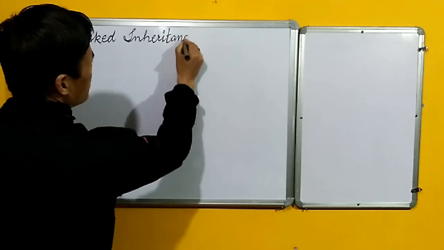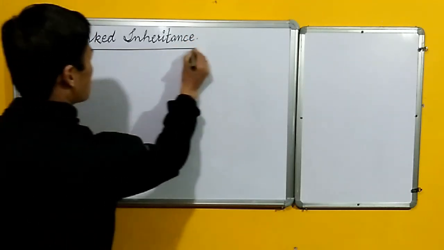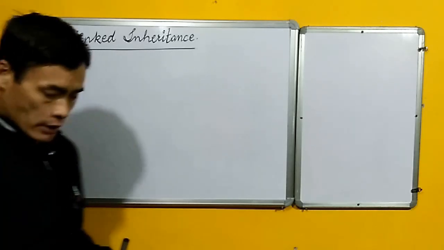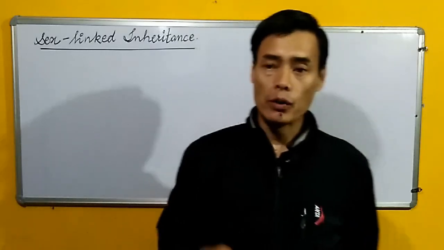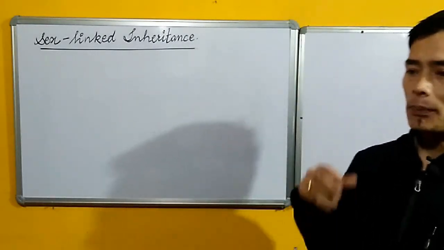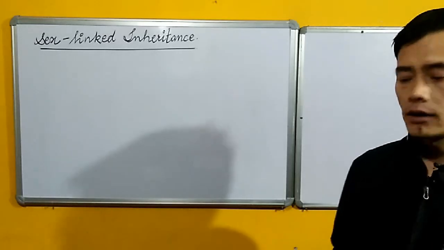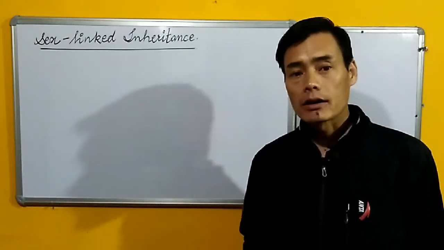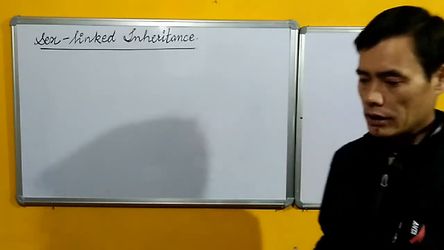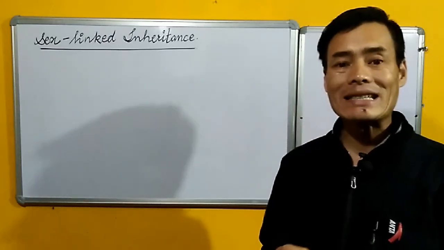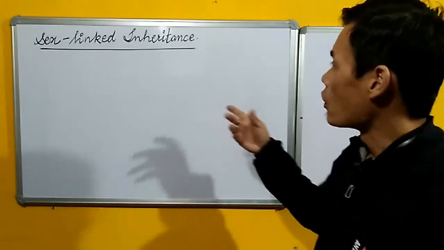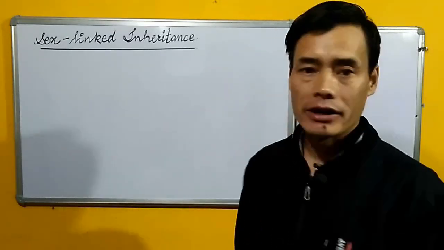Now, coming to sex-linked inheritance, there are a number of characteristics which get transmitted from the parents to the offspring through the genes that are present in the sex chromosome. So this transmission of the characteristics because of the genes that are present in the sex chromosome is called sex-linked inheritance.